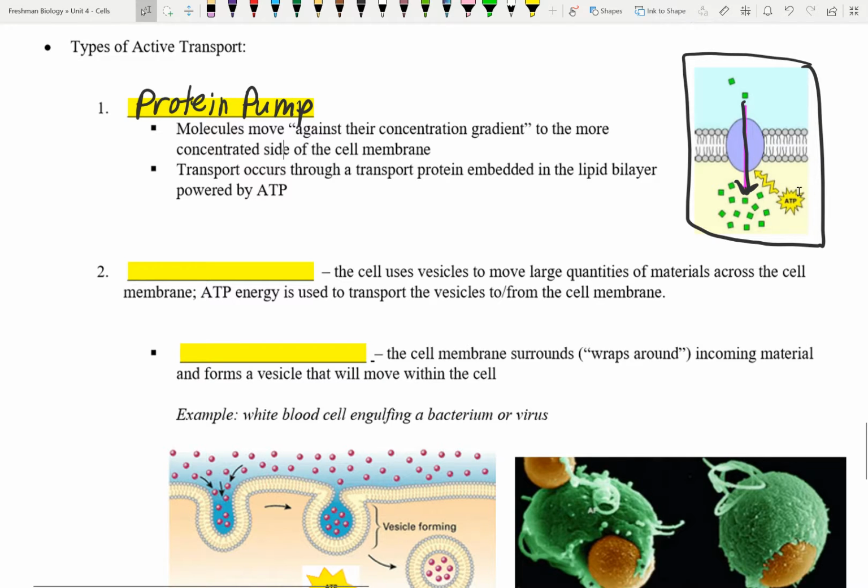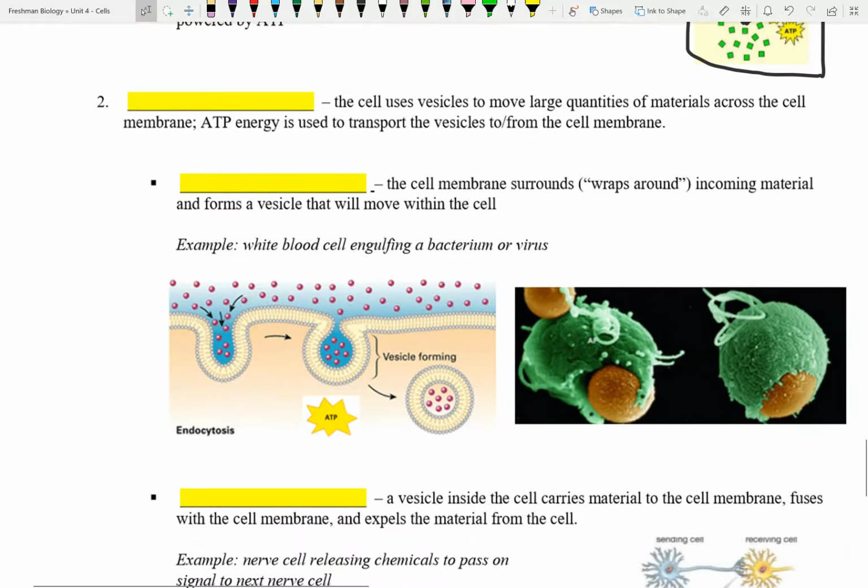Another reason why energy would need to be used is if you're just trying to get a large quantity across the cell membrane. And the term that's used for this is called bulk transport. When you buy things in bulk, generally you do that going to a store like Costco or Sam's. You buy a lot at once.